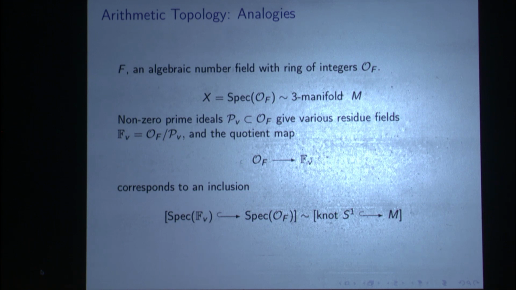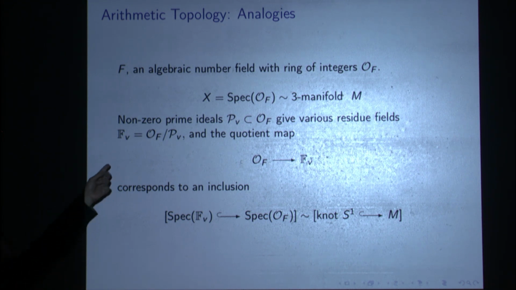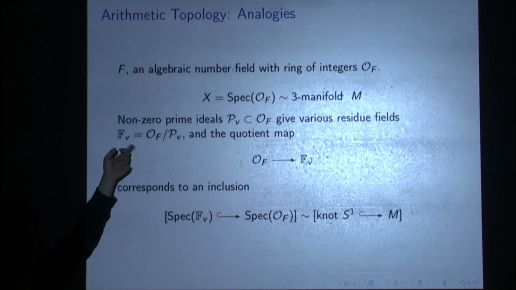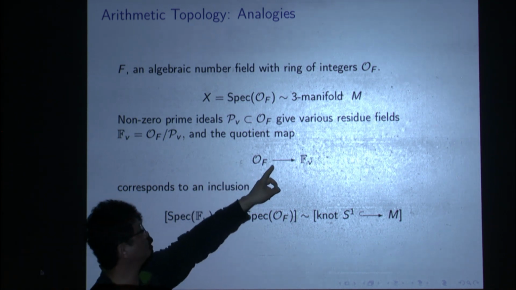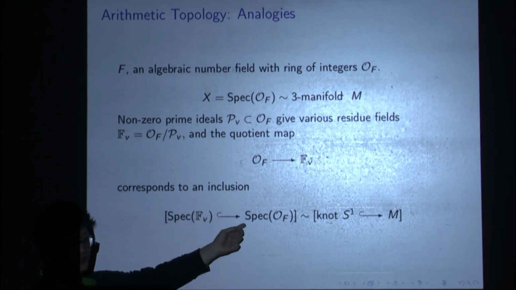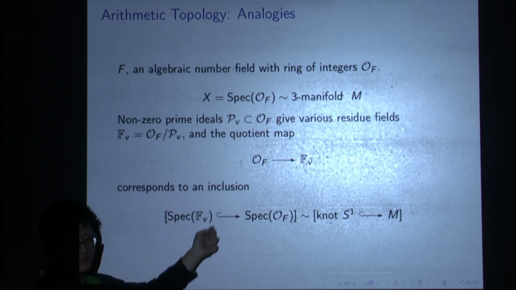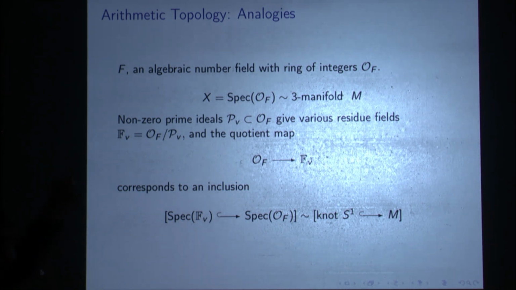Now, if you have a non-zero prime ideal inside this ring of integers, for example, an ordinary prime inside the integers, you can take the quotient ring. Then that becomes a so-called finite field, because that's also a maximal ideal. You get a finite field as a quotient of one of these rings of integers. So if you take this quotient map, the map of spectrums goes the other way around. So you get an embedding of the spectrum of a finite field into the spectrum of the ring of integers. And that's viewed as being analogous to the inclusion of a knot inside the three-manifold.